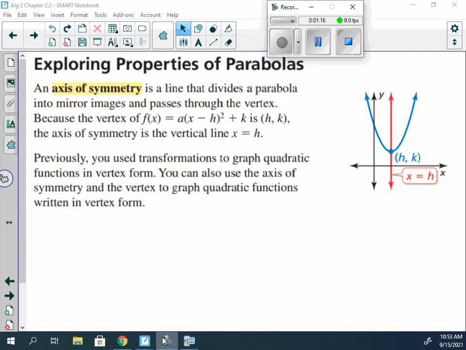So really, if we know what the axis of symmetry is, we can graph it, because all the points to the right of the axis of symmetry will be the same as the points to the left. The y values will be the same, and it's a mirror image across this line.